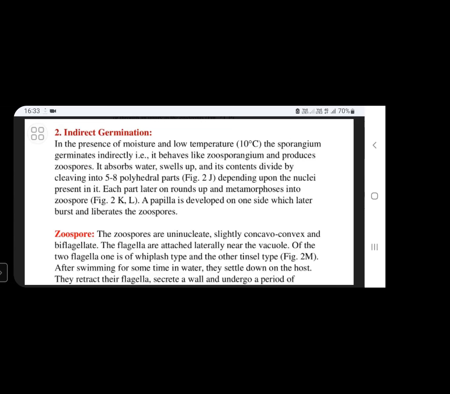Already we have discussed that these motile zoospores possess two flagella. Of these two flagella, one flagellum is of the whiplash type and the other is of the tinsel type. Two different types of flagella you will see in the structure of zoospores, which are produced from the conidia during the indirect germination process. Like this, asexual reproduction takes place in Albugo.